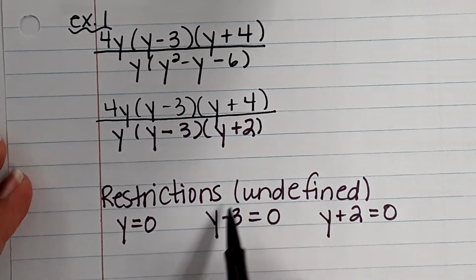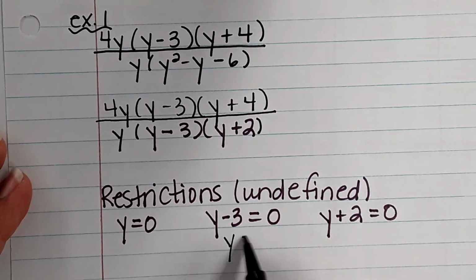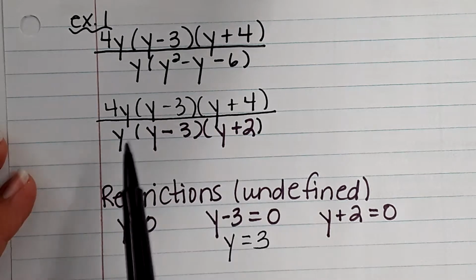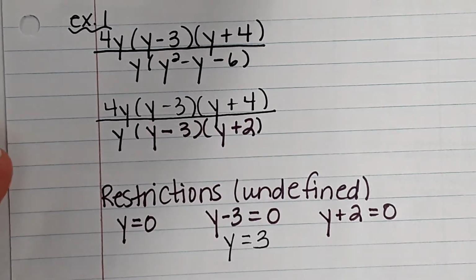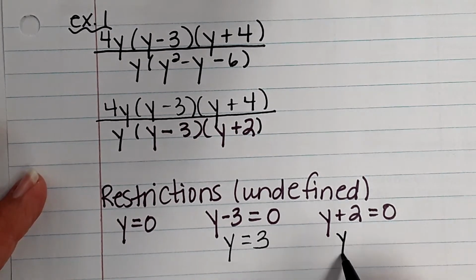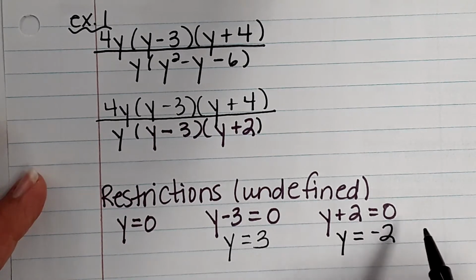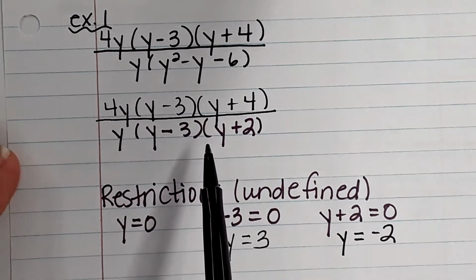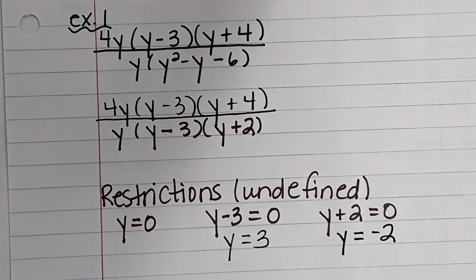What does y equal here? 3. So if we plugged in 3, we would get 0 in the denominator, and that would make our rational expression undefined. And what would we get here? Again, if you plug -2 in, you would get a 0. It would make your denominator 0. So these are our restrictions, or where the domain is undefined. It means that you would not be able to plug in these numbers and actually get an answer.